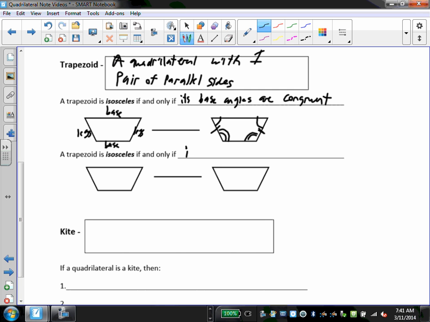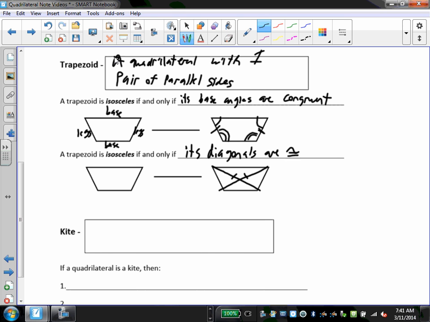Another way we can tell is that a trapezoid is isosceles if and only if its diagonals are congruent. So if we draw from this corner here and this corner here, and those lengths, and by this dash I mean the entire length, are congruent, then we know that it's an isosceles trapezoid. So just keep in mind the property about the angles being congruent and the meaning those side lengths are also congruent.